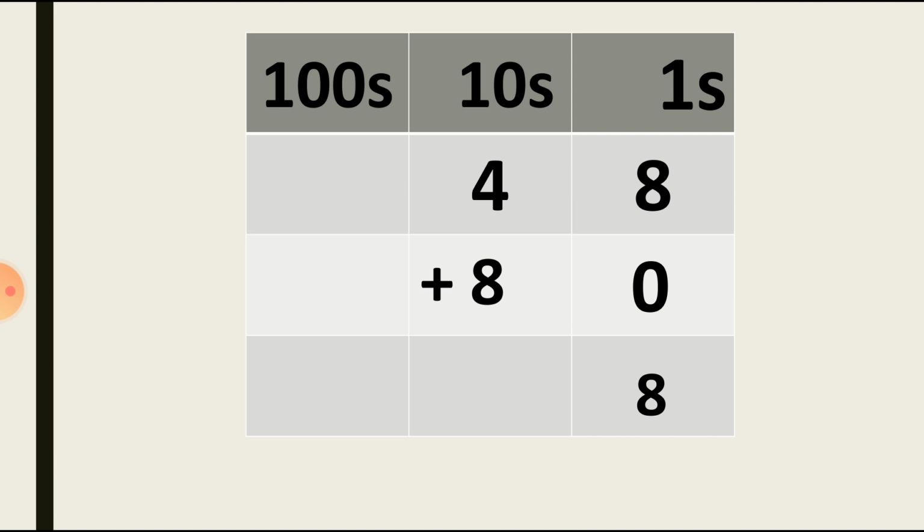Now let's move to the tens column, students. 4 plus 8 is equal to how much? Just count in your book, 4 and 8. 4 plus 8 is equal to 12. In the 12, the number 2 is at the ones place, so we can write 2 under the tens column. This way you have to write it down.